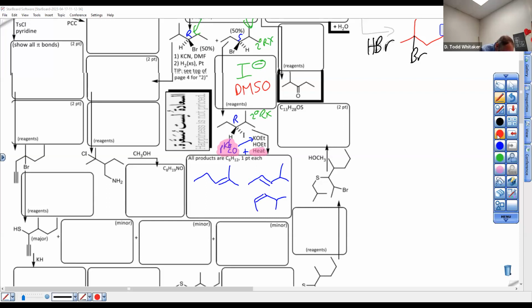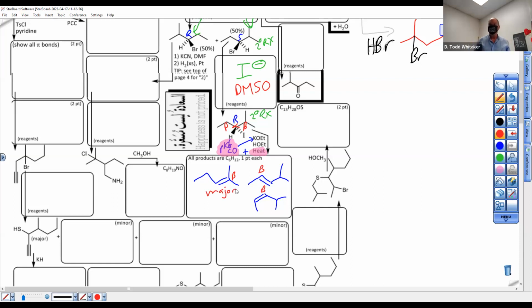I just needed to hear alpha versus beta. Alpha is the carbon with the leaving group. Beta is one away. Beta on the left gives this result. These 2 results. And beta on the right gives that result, which is major. You weren't even asked for major here, so.